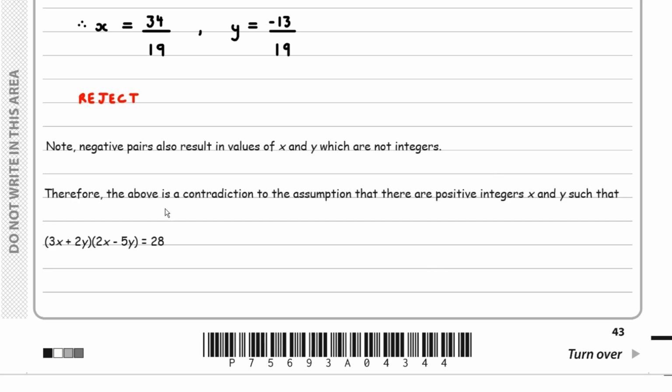Therefore, the above is a contradiction to the assumption that there are positive integers x and y such that 3x plus 2y multiplied by 2x subtract 5y equals 28. Hence, there are no positive integers x and y such that 3x plus 2y multiplied by 2x subtract 5y equals 28.